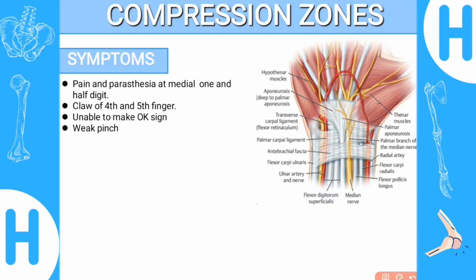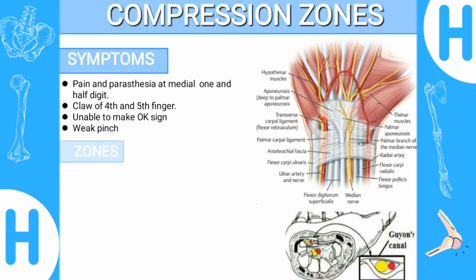Okay, here we have a transverse carpal ligament. It is also known as flexor retinaculum. Palmar carpal ligament, also known as Wöhler's ligament. Here we have a Guyon's canal. So that one is the ulnar nerve and ulnar artery. So we have three zones of compression of our ulnar nerve.